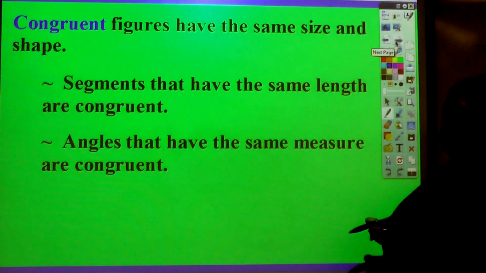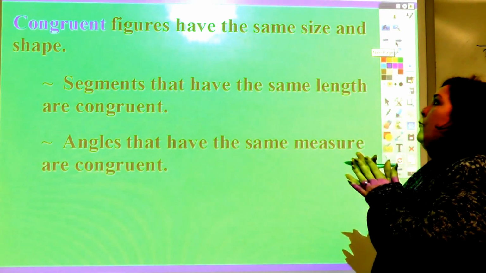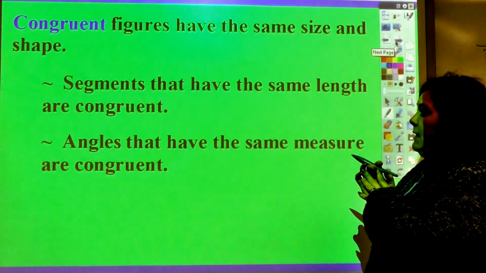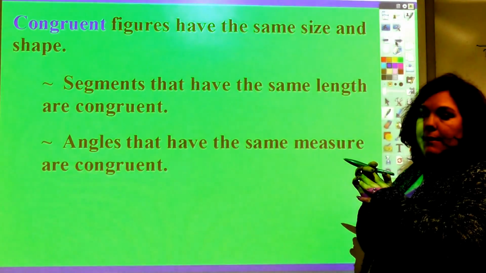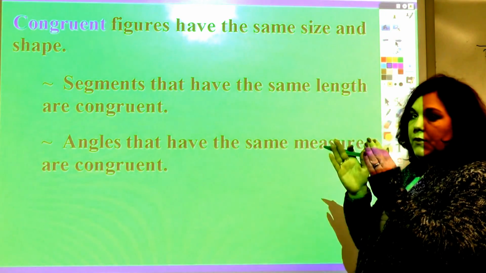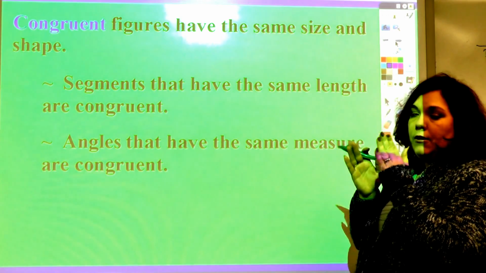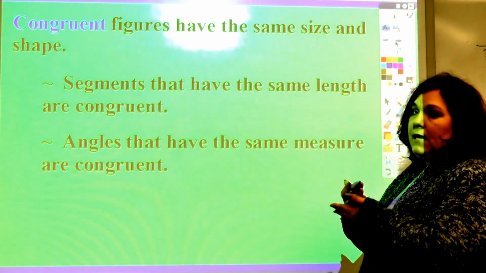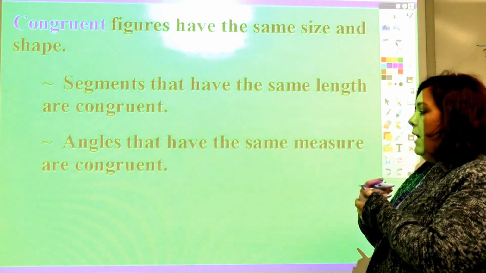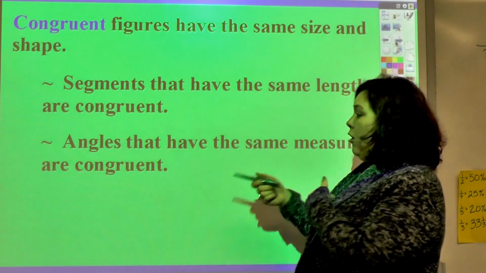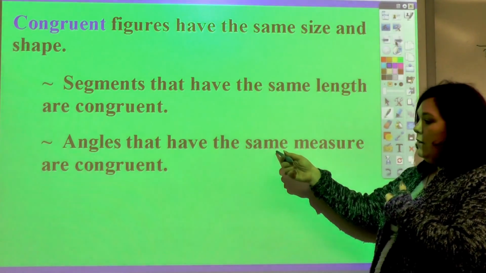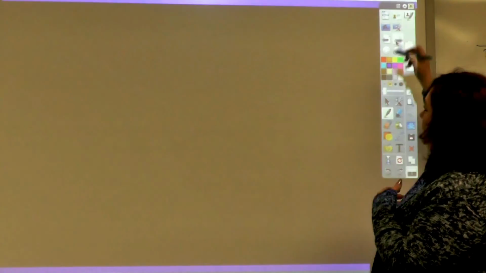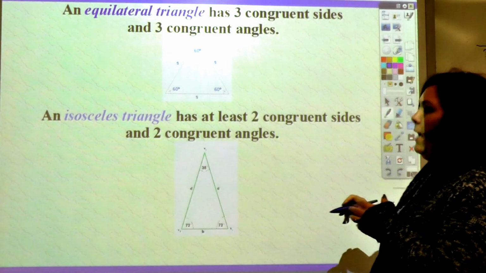Okay, so congruent figures, a little bit more vocabulary. Congruent figures have the same size and shape. Segments that have the same length are congruent. So if two sides are exactly the same, they're congruent. Congruent means same. You can substitute the word same in where it says congruent. And it says angles that have the same measure are congruent. So again, same, if the angles are the same, they are congruent. Just a fancy word for same.